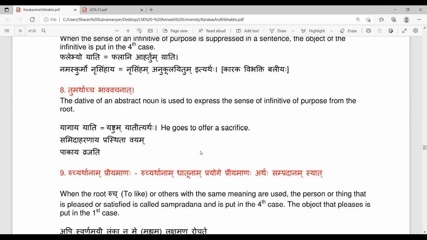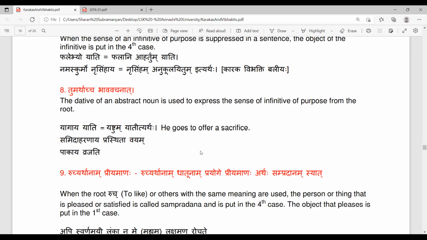Pakaya. That is pakaya. Paka is to cook. So paktum. Pakaya atava paktum. Paktum vrajati. So pakaya vrajati. So tumanartha cha bhava vachanat. When tumanartha is the infinitive, tumanartha.